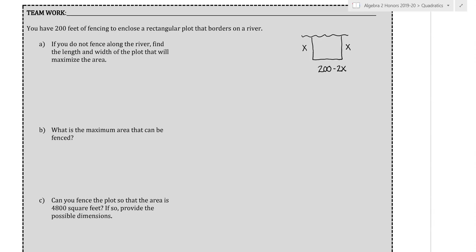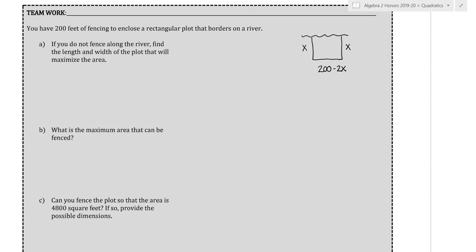Okay, so take a look at my picture. What's different about this one is that we're enclosing a rectangle along a river, okay? And so we're not going to fence one side of it. So we have 200 feet of fencing total for 3 sides. So if I just made this side x, this side is also going to be x. That means that this side is going to be the total perimeter of 200 minus these 2 sides, so 200 minus 2x.